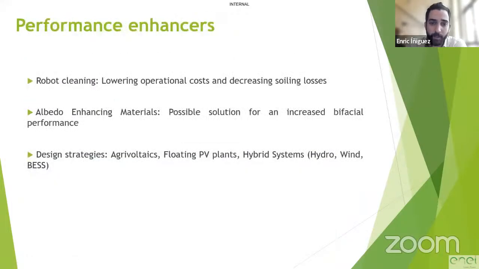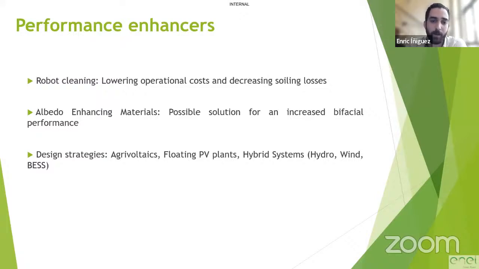Last but not least, I am going to briefly comment on some of the performance enhancers that we are investigating today. The first one is robot cleaning, which fortunately will be explained much more in depth by one of my colleagues of Ecoppia. But basically, it allows us to reduce soiling losses without increasing the OpEx too much. We actually have been purchasing this solution in some of our plants, and we are waiting for its results during operation in 2023.